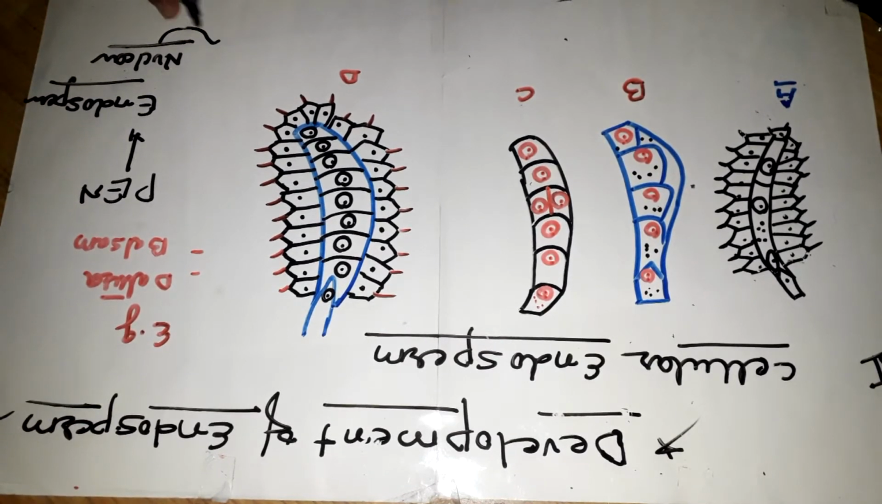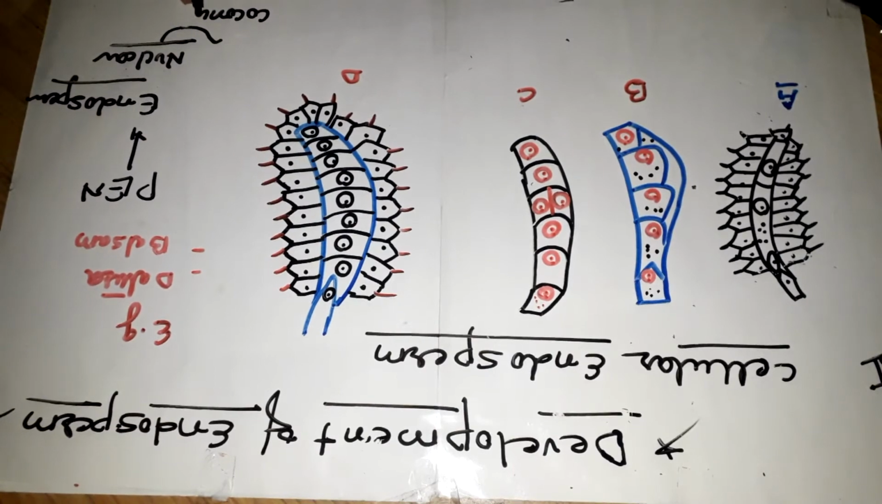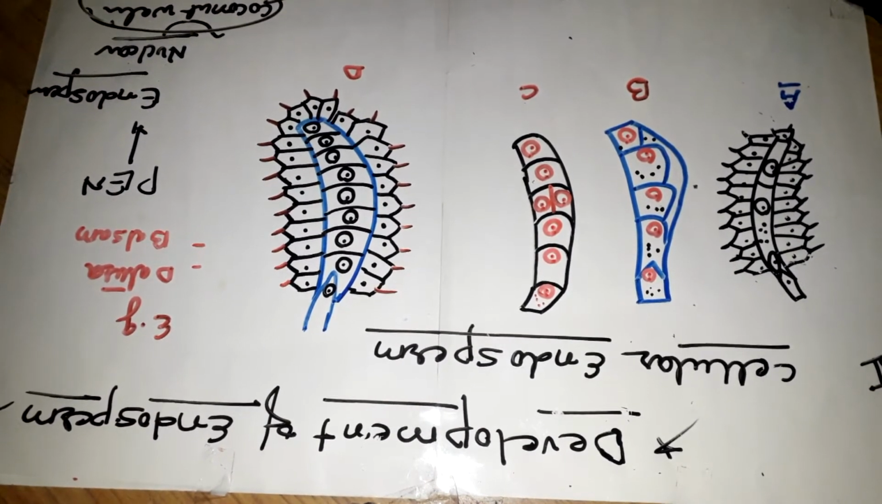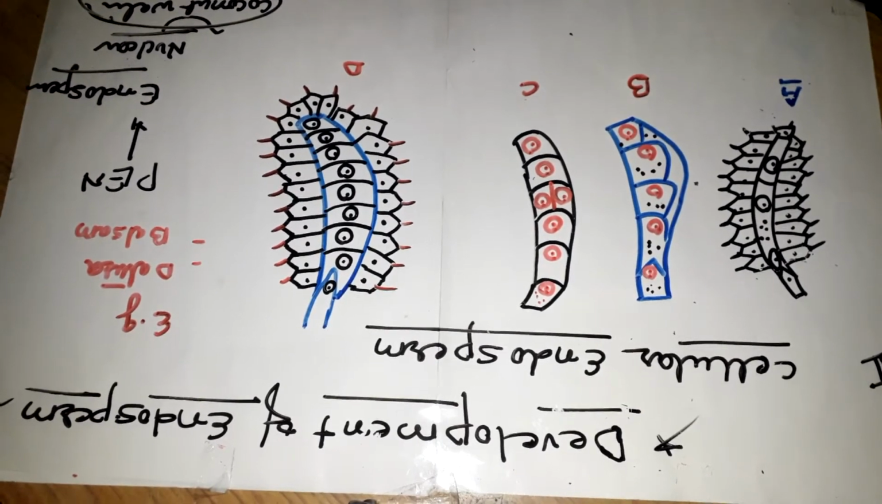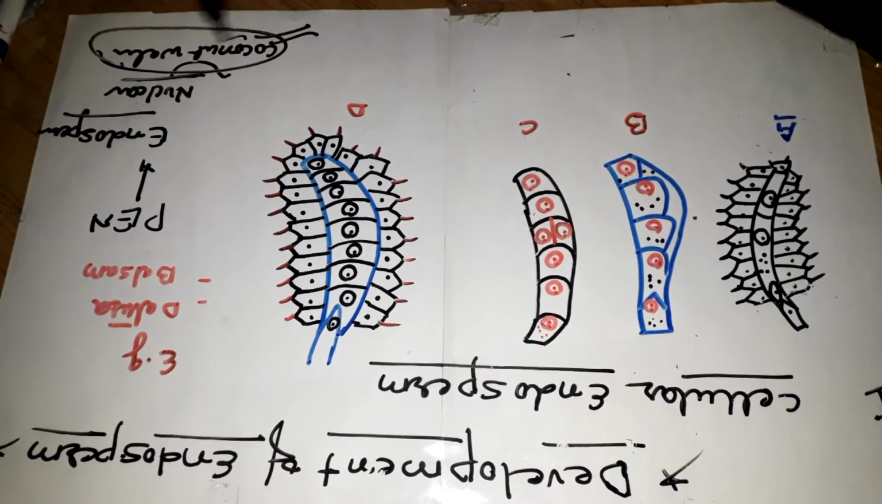An example of nuclear type of endosperm is coconut water. Very good example of nuclear type of endosperm, which is coconut.